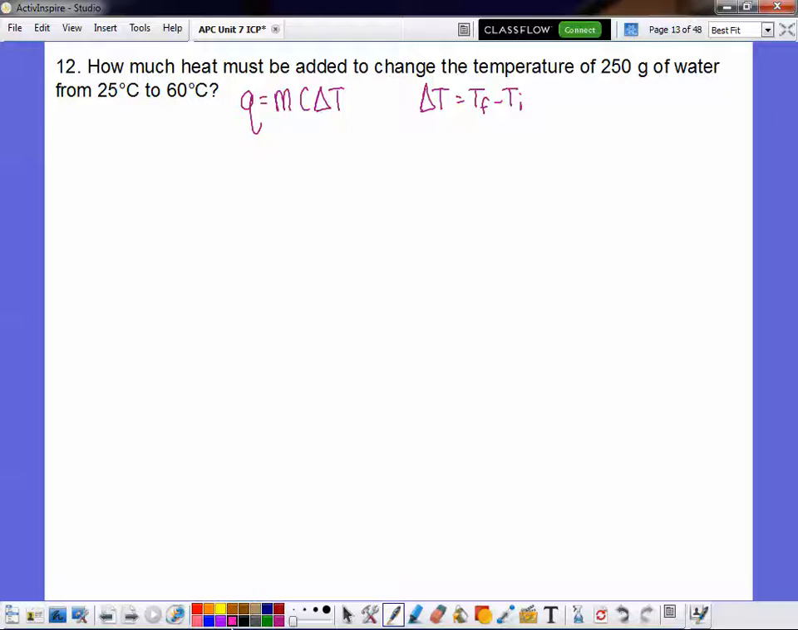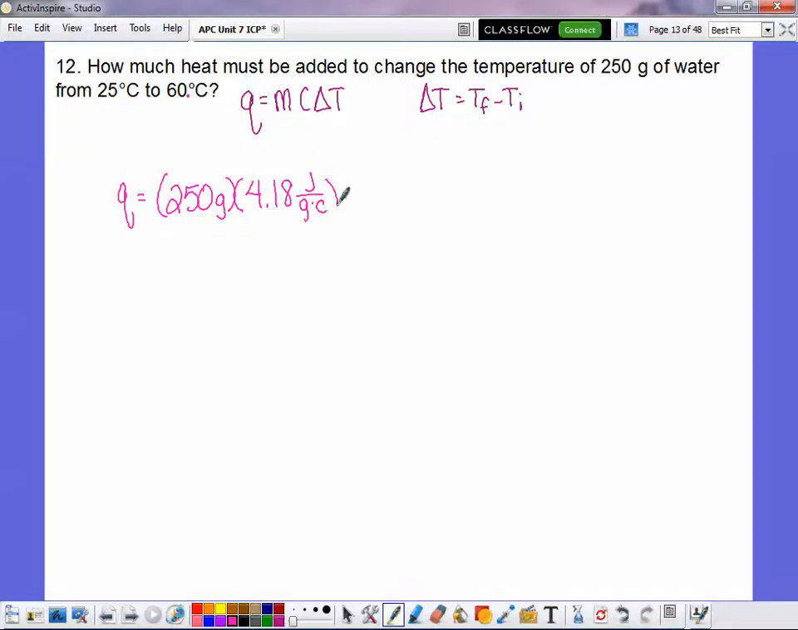So, in this problem, we're calculating the heat that must be added to change the temperature of 250 grams of water from 25 degrees Celsius to 60 degrees Celsius. So M is what? 250. C is, for water, 4.18 joules per gram degree Celsius.